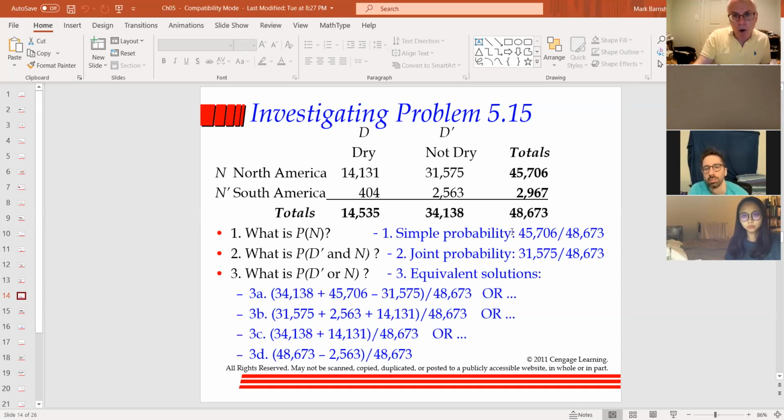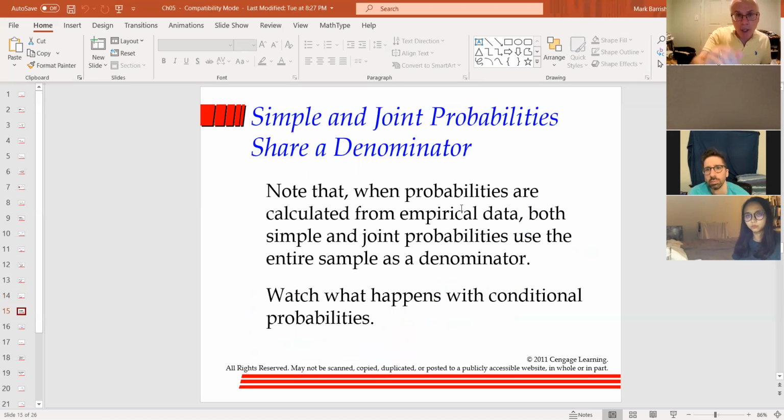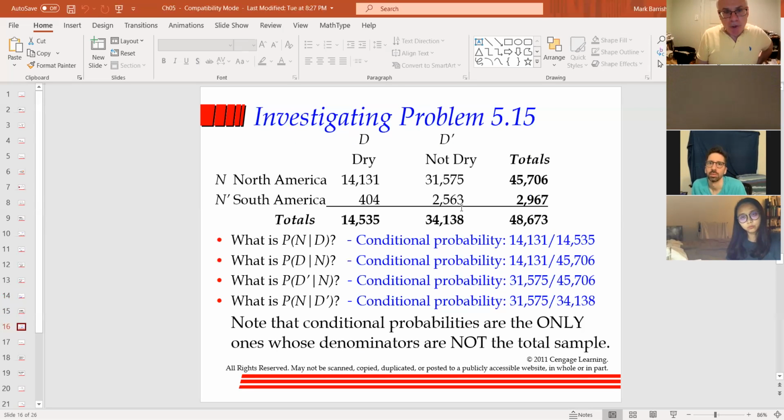So when we do conditional, we say, oh, I'm selecting somebody from South America. Well, I'm selecting from this group, not from the grand total anymore. I'm selecting from a well that's not dry. I'm selecting from this number, okay? So the denominator will only change if it's conditional probability. They make this point about sharing the same denominator. Well, the denominator only changes if we have a conditional probability that we're talking about. Otherwise, the denominator stays the same, because it's the whole group, right? The whole sample. And that's what they're saying in this last little statement here. Watch what happens with conditional probabilities. And that's exactly what I was just talking about, right?